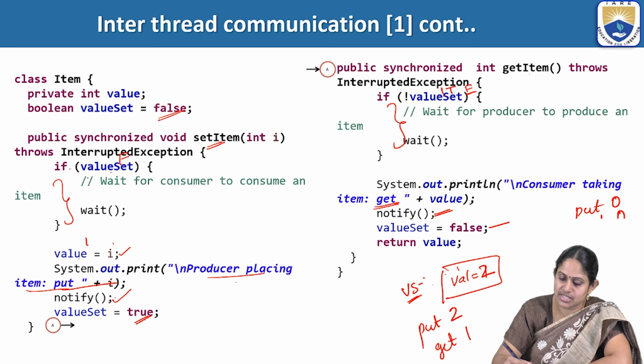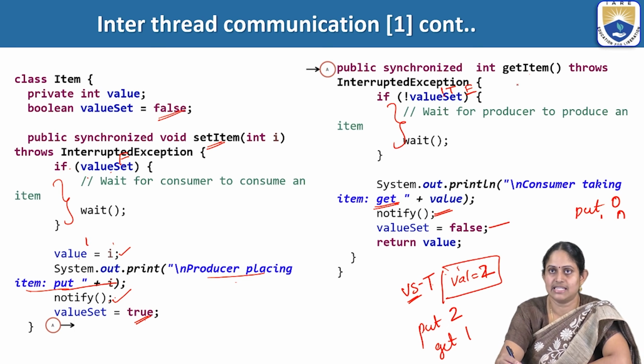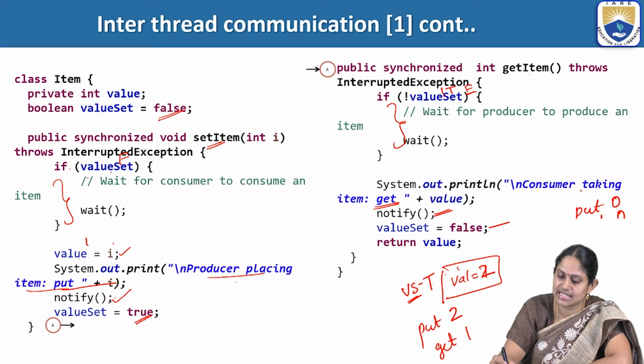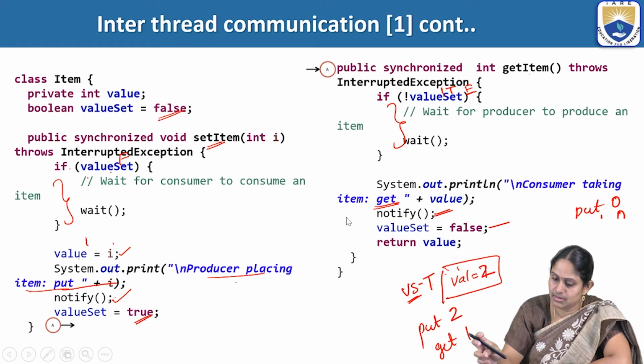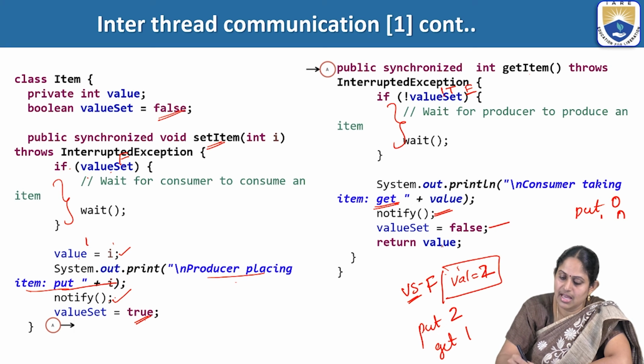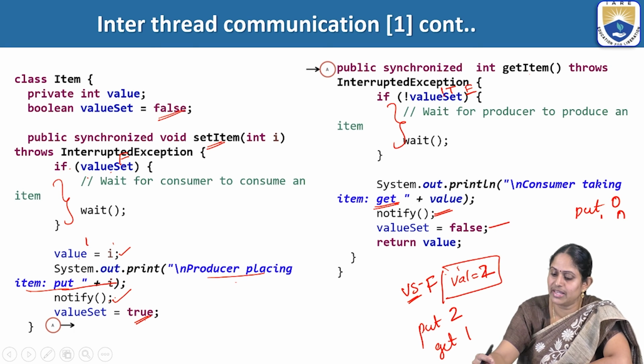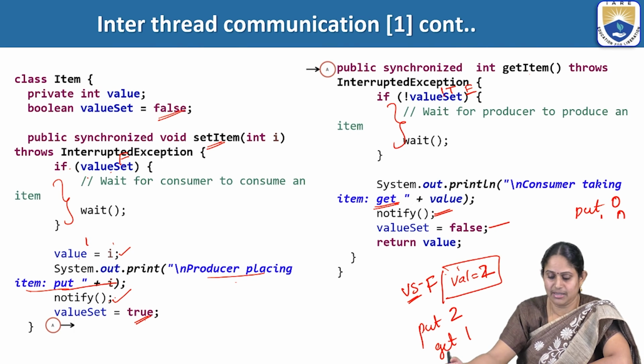So once value set is set to true, the consumer will call the get item method. Inside get item, again the if block won't be executed, and it will write the statement get 2, and the value set will be set to false, and it will return the value. So we get these set of statements repeated for some time.